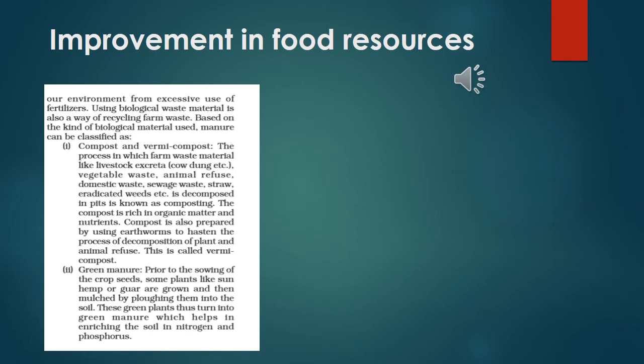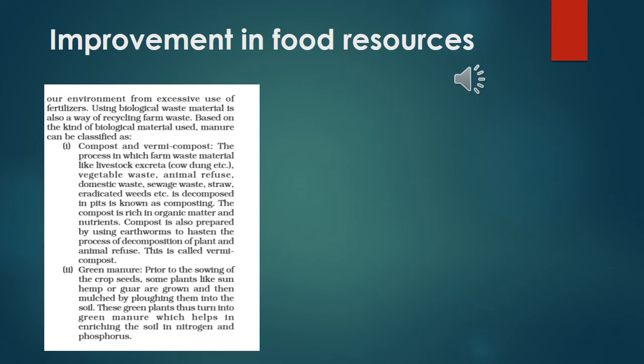Students, remember, fertilizer and manure both provide nutrients. Here fertilizer provides very few nutrients to the plants, so most of the nutrients are provided by manure, and manure we can prepare by ourselves by using the waste material which we collect from our kitchen. Compost and vermicompost are examples of manure. The process in which farm waste material like livestock excreta, cow dung, vegetable waste, animal refuse, domestic waste, sewage waste, straw, eradicated weeds, etc. decomposes in pits in an open field is known as composting.